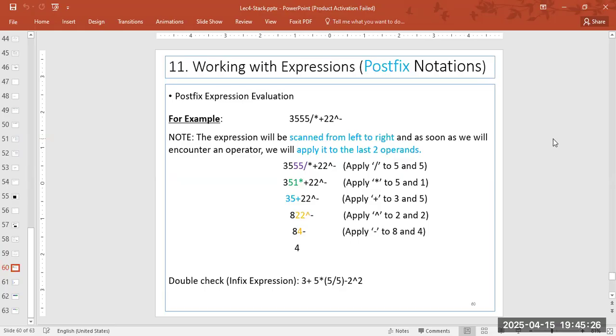Pop 1, pop 3. Calculate 3 1. Push 3, stack 3. Let me look at the slide again. The slide example calculation is different from my quick trace. Let's follow the slide's logic for 3 5 5 plus 2 times, and follow the provided trace.